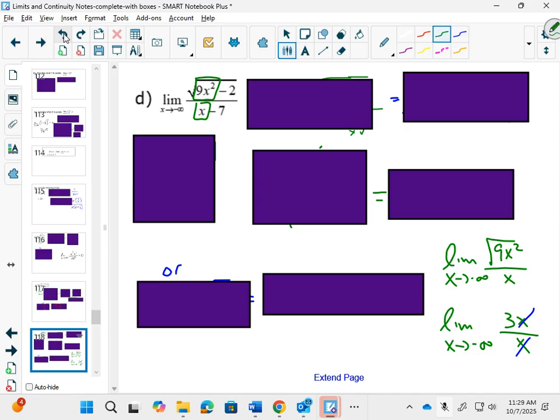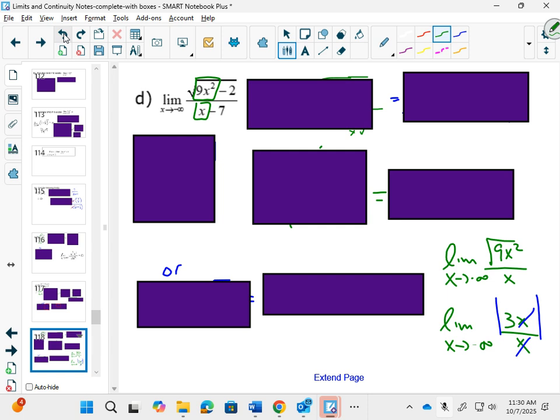Because technically, the square root of 9x squared is the absolute value of 3x, especially if x is negative. Whenever you do a square root, your answer is always positive. So if I square root 9x squared, it's got to be a positive answer. But if x goes to negative infinity, 3x will be negative, so I need to make it positive. Now, can I cancel those x's out? Not really, not at this point, because I have absolute values.